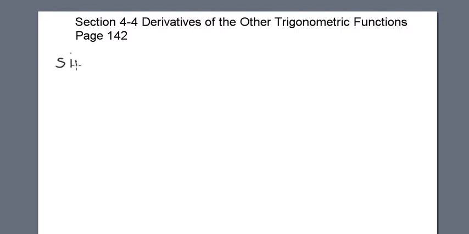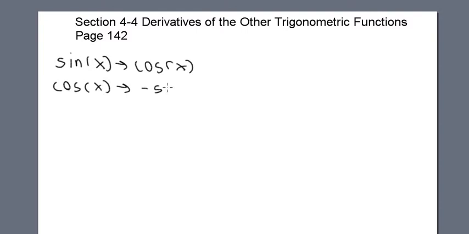the simple ones. Sine of x becomes cosine of x, and cosine of x becomes negative sine of x. All of the other trig functions come from this. Now, we end up using product rule, quotient rule, and that kind of stuff. That's why we haven't looked at them yet. But now that we know those, it's not that hard to come across. So let me go ahead and write down the list that you see on page 142. So these are the basics.